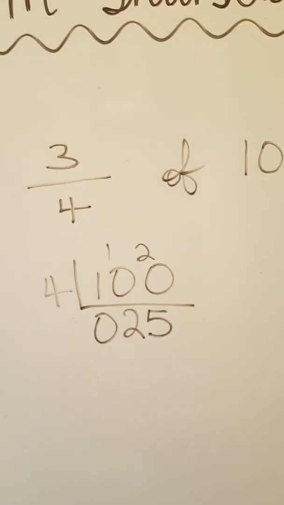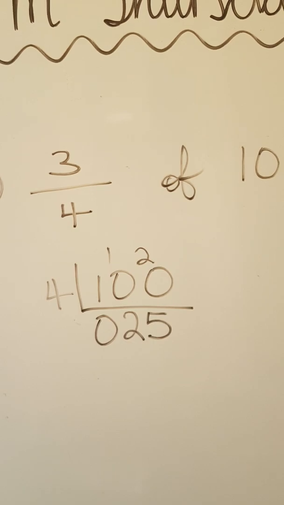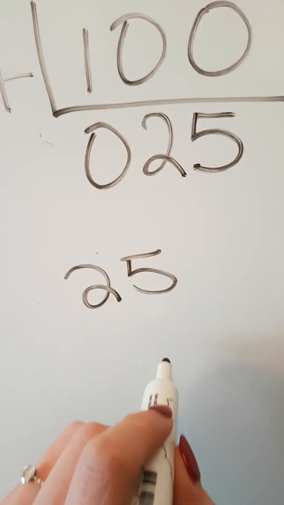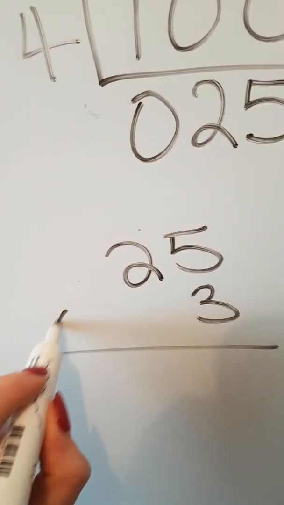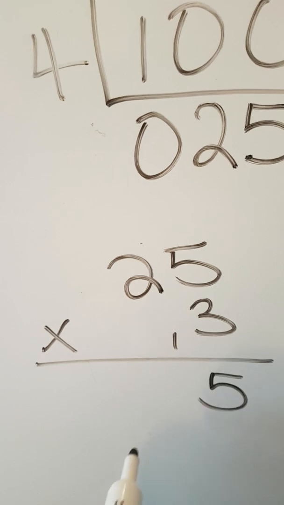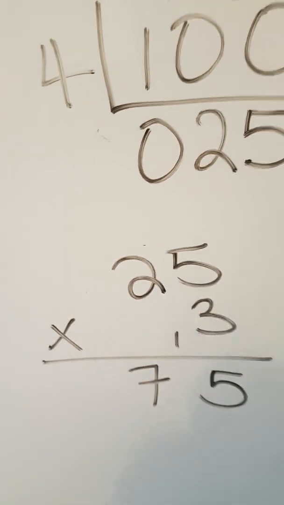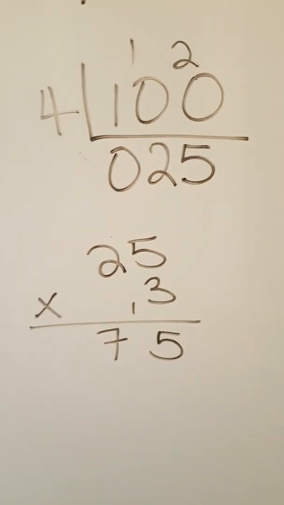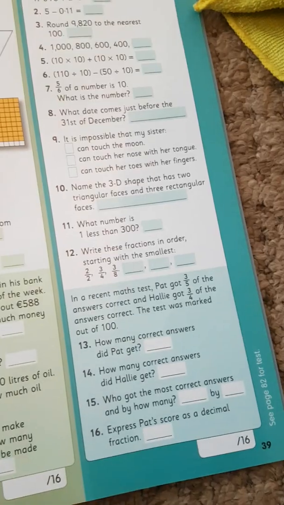Okay, so I'm not finished yet. That's just 1/4. I need 3/4. So I will have to say 25 now times 3. 5 times 3 is 15. 2 times 3 is 6 plus 1 is 7. So Hallie got 75 questions right in her test.